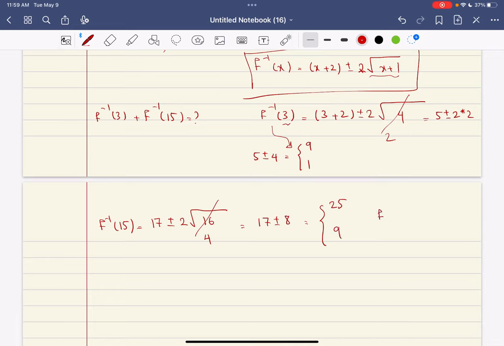So the answer for the inverse of f at 3 plus the inverse of f at 15 would be two answers. One is 9 plus 25, or 34, and the other one is 1 plus 9, or 10.